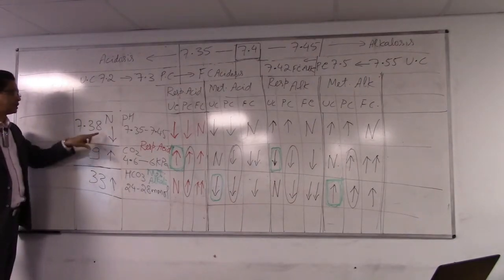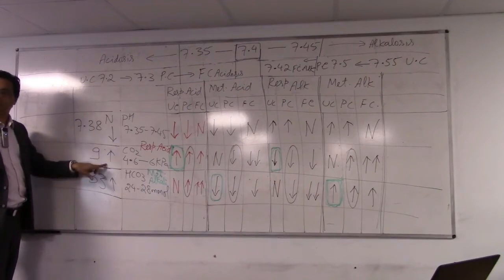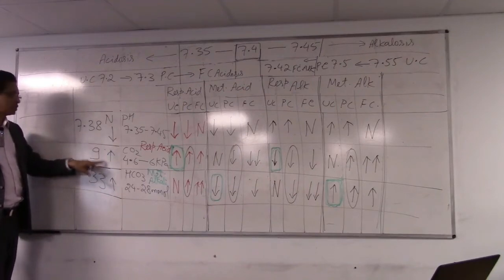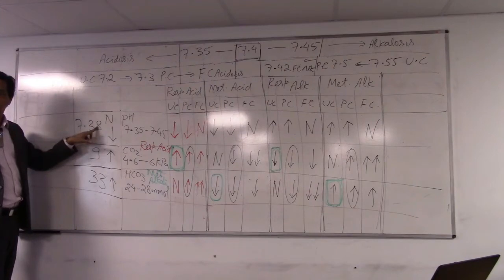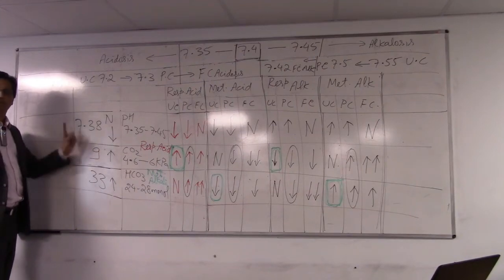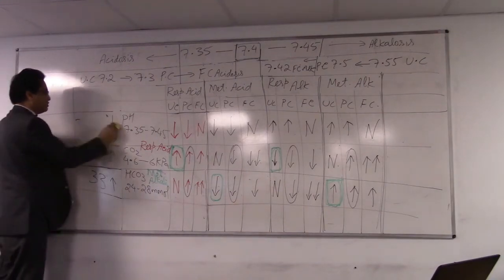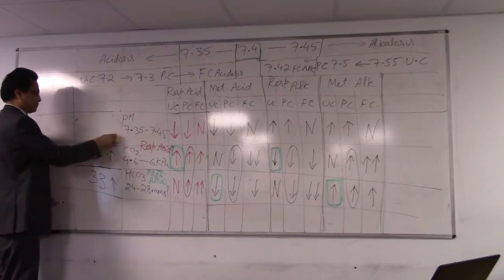So now we look at the arrows, pH and carbon dioxide. They are facing opposite to each other. So is this a respiratory or metabolic problem? Respiratory problem. So respiratory acidosis. Fully compensated, because it is normally fully compensated respiratory acidosis. So all of you are following now? Yes.